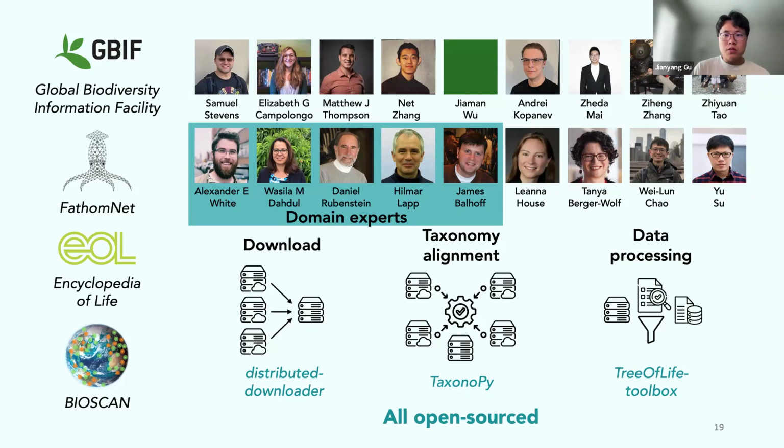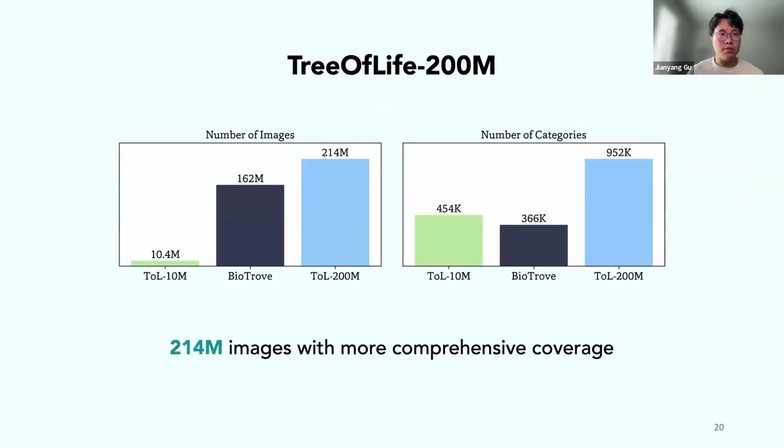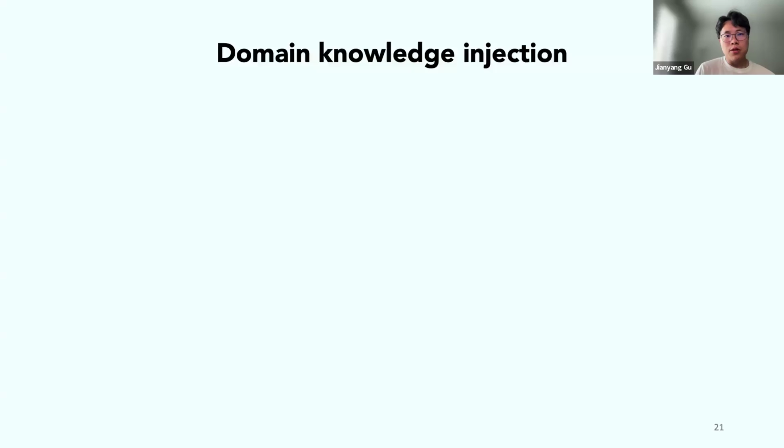With these tools, we collect Tree of Life 200 million. This is a data set with more than 214 million images, and it covers 952,000 taxa. That's almost half of the species we know on this earth. With this huge data set, we want to know, okay, now we have the images, and the next step is how do we inject the domain knowledge?